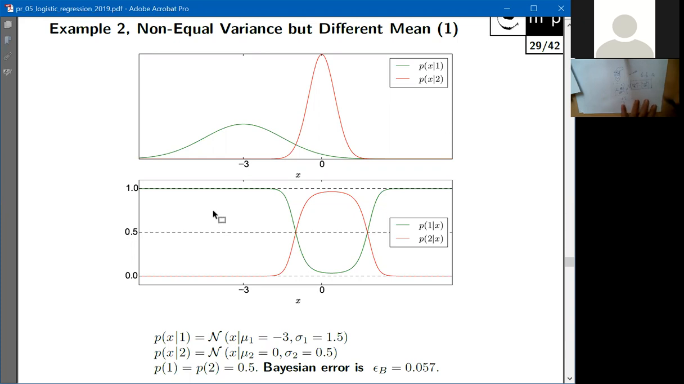So the problem is the fact it will end up as a x squared, and the quadratic part will not disappear.